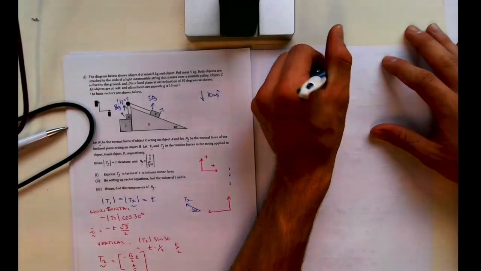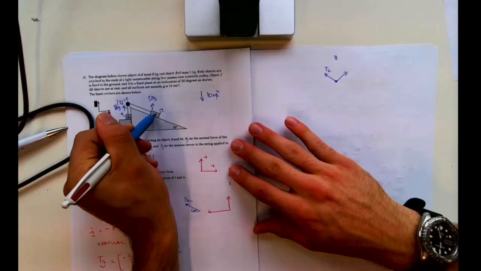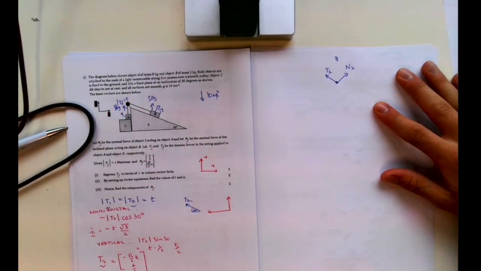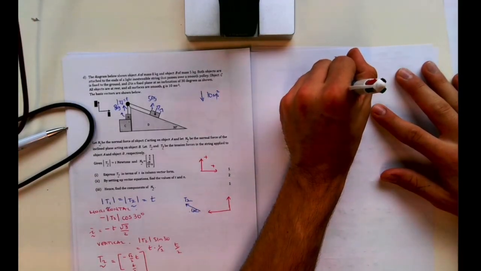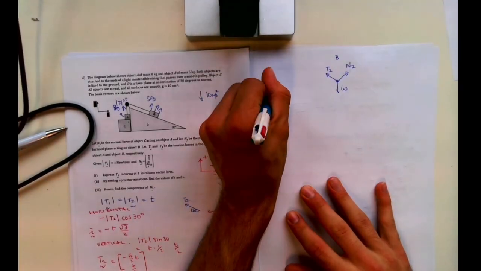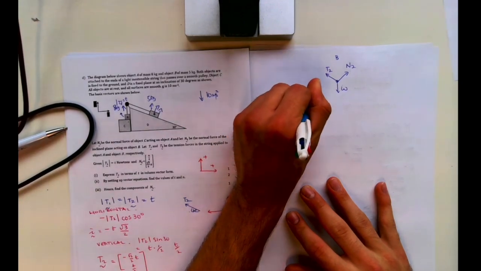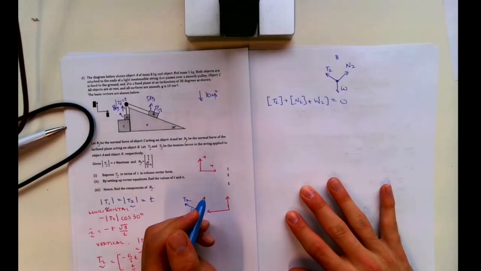Alright, so we've got the tension force happening in that direction. We've got the normal force happening perpendicular to the surface. So I'm going to call this N2. And then finally, we've got gravity, which is always going to be happening downwards. So this will be the weight force. Now, these should all sum up to 0 because this is at rest. So we should say that the tension force plus the normal force plus the weight force equals 0.